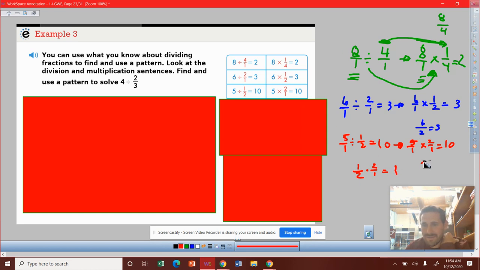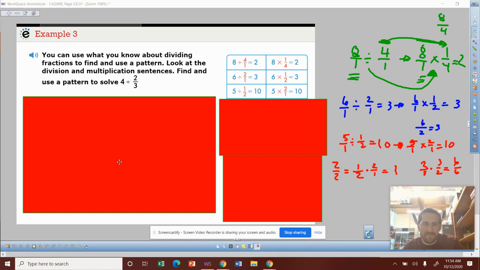I could take 2/3. If I multiply it by its reciprocal, 3 over 2, I end up getting 2 times 3 is 6, and 3 times 2 is 6. 6 over 6 is 1. Here, if I multiplied 1 times 2, I get 2, and 2 times 1, I get 2. 2 over 2 equals 1. That's when we know you have a reciprocal.